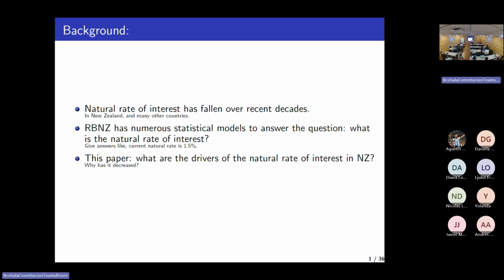The bank already has a whole series of statistical models to try and estimate what the actual natural rate of interest is. In this paper, we're not trying to say what it is. We'll have an answer to that, but that's not really what we're after because that's already done by all the statistical models. Instead, we're building a model to say what is driving the changes in the natural rate of interest, to talk about why it has decreased.